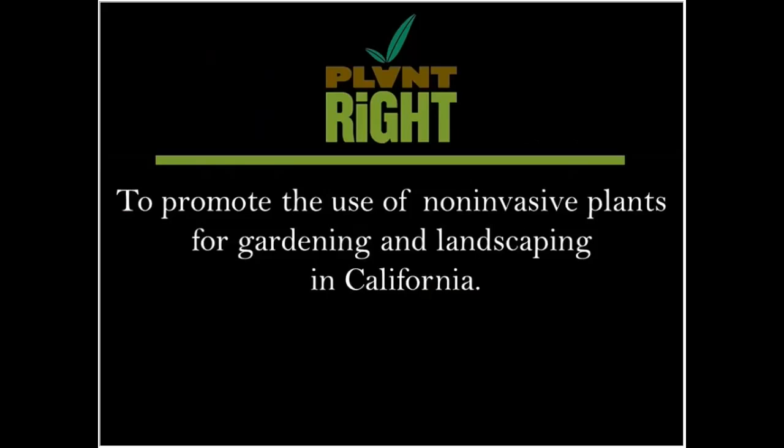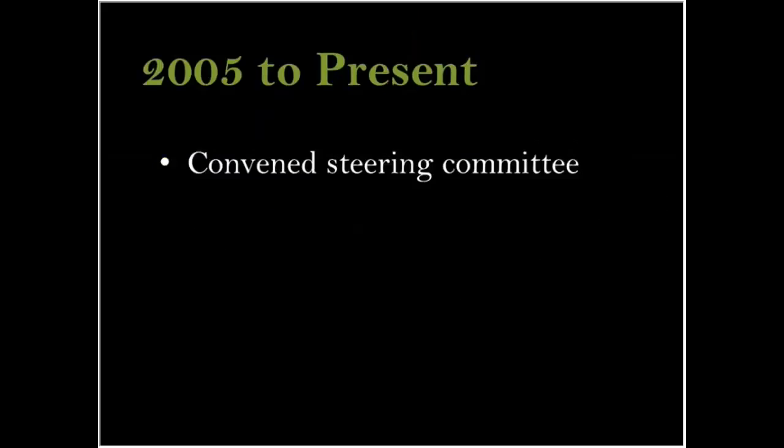So at a high level, PlantRight partners with plant growers, retailers, professional gardeners, and landscapers to stop the sale of invasive plants and in their place promote similar, safer alternatives. Now, what have we been up to since 2005? Well, after convening our steering committee, we went to work developing a regional plant list to help identify which plants are the biggest concerns and where they're problematic.